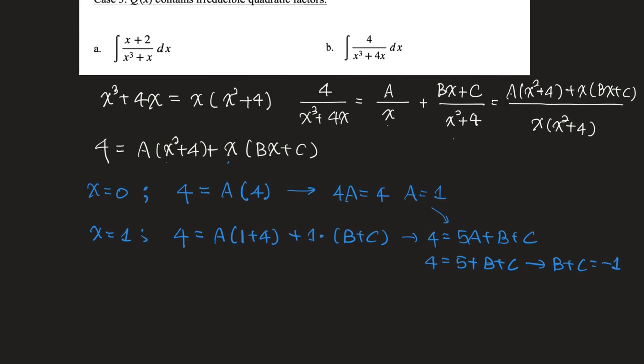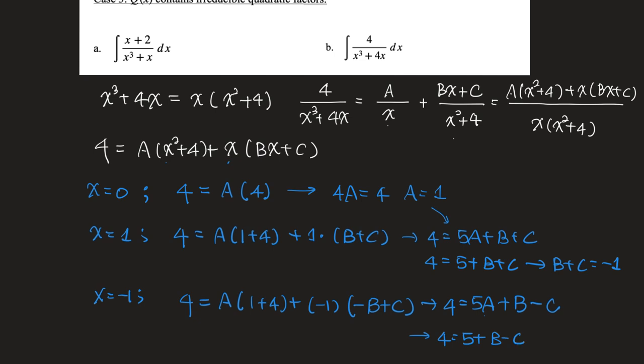Now you have to do one more time because you have two unknown variables. So I'm going to put x equals -1 this time. Plug in -1: 4 equals A(-1 squared plus 4) plus (-1)(-B plus C). So 4 equals 5A, negative times negative is positive for B, and negative C. So A equals 1 again. This one is 4 equals 5 plus B minus C, so B minus C equals -1.